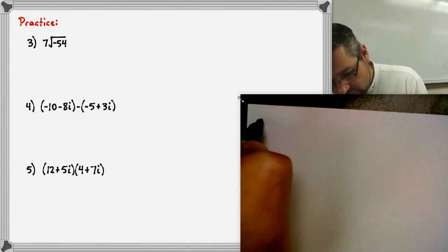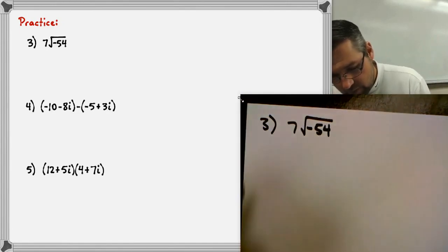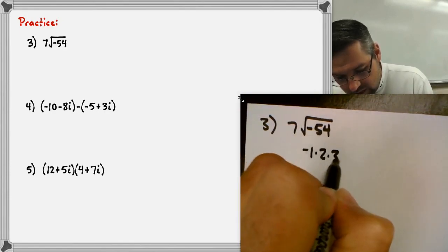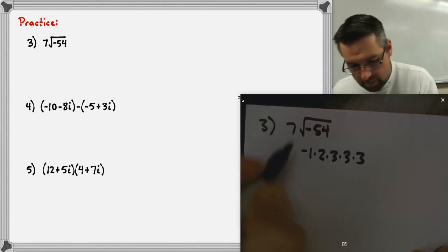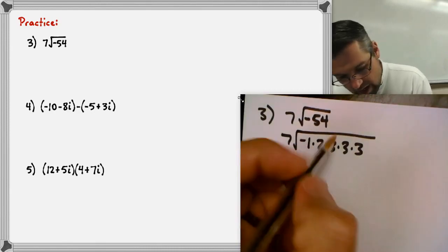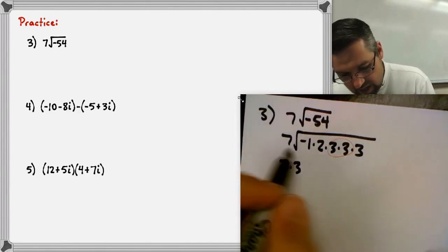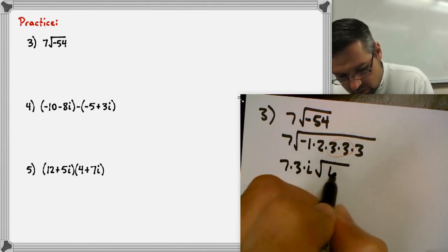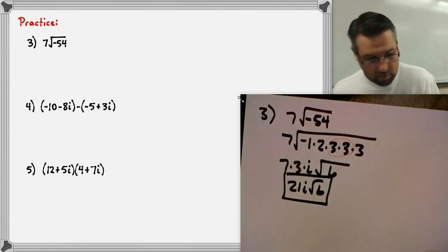All right, for number 3, we have 7 radical negative 54. Well, we're going to factor the negative 54 to negative 1 times 2 times 3 times 3 times 3, I believe. 9, 27, 54, yep. And then we still have that 7 out front. I don't want to make that same mistake. We're going to circle our pairs. We got a pair of 3s. So we got 7 times 3 on the outside. The negative 1 can be turned into an i. And then the square root of what's left over is 2 times 3, which is 6. So 21i radical 6 is your answer for number 3.